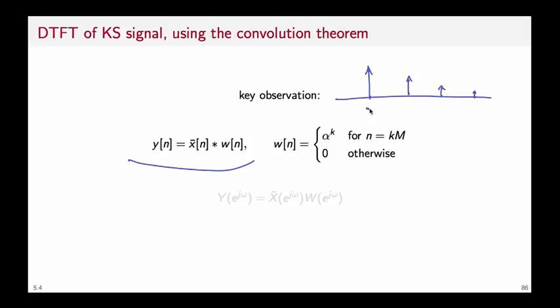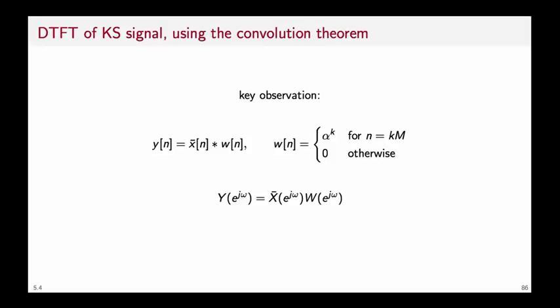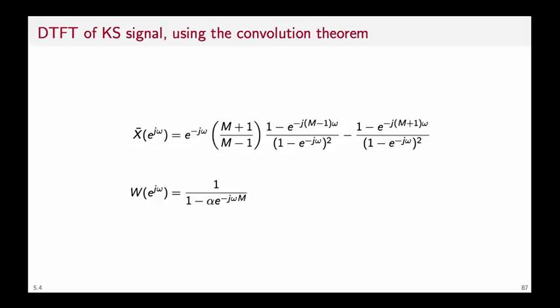So it would be 1 in 0, it would be alpha in M, alpha squared in 2M, and it would be 0 in between. So a series of exponentially decaying deltas spaced M points apart. With this, we can write the convolution theorem and we say, okay, the output is simply, in frequency, the product of the Fourier transform of the finite support signal times the Fourier transform of the signal W of n. Well, and now we can proceed exactly like in module 4.4.